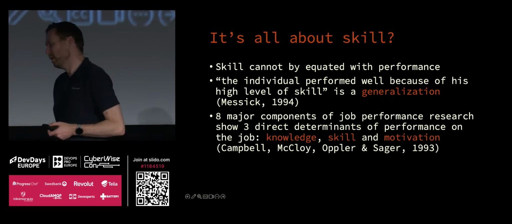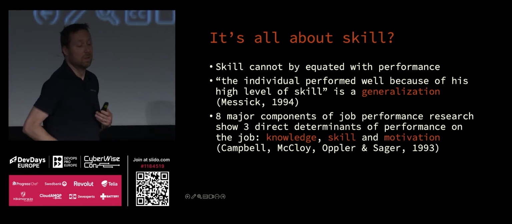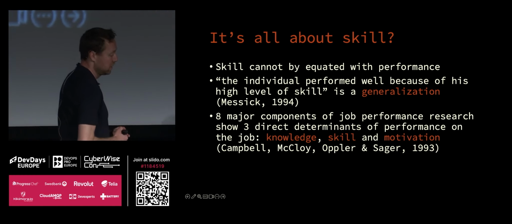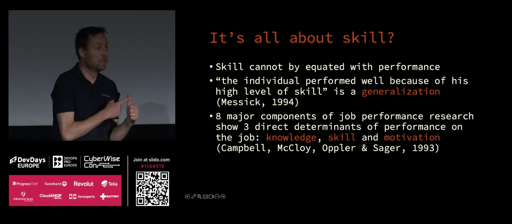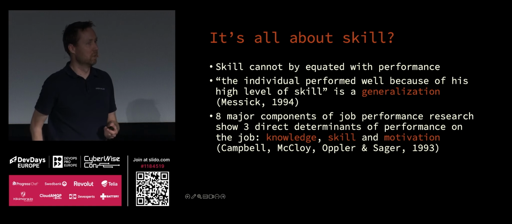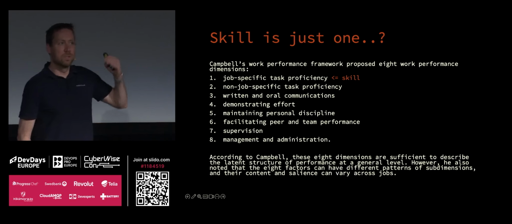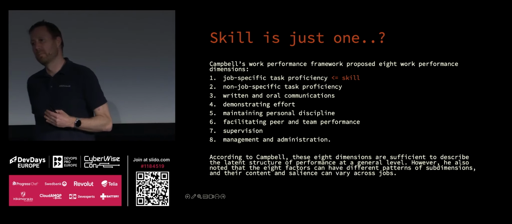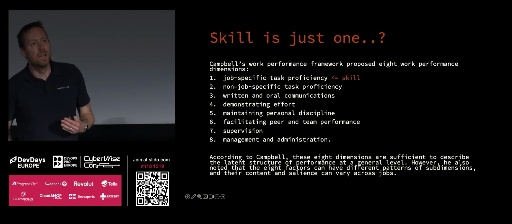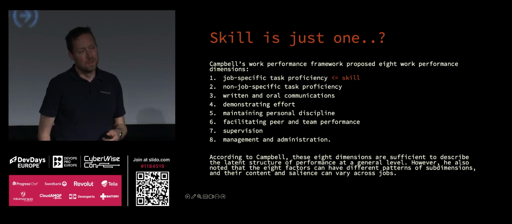So first of all, you cannot say that if somebody's really skilled, there will be good performance. Research from Campbell, McCloy, Oppler and Sager says you also have things like knowledge and motivation. So if you're not motivated, well, nothing's going to happen, right? And if you don't have any knowledge, the same thing. Campbell says there are 8 different dimensions that determine how well somebody will perform in a certain job. And depending on the type of job, some of these factors are more or less important. Okay, 8 different things, and skill is just one of them. Okay, well, maybe not that important then.